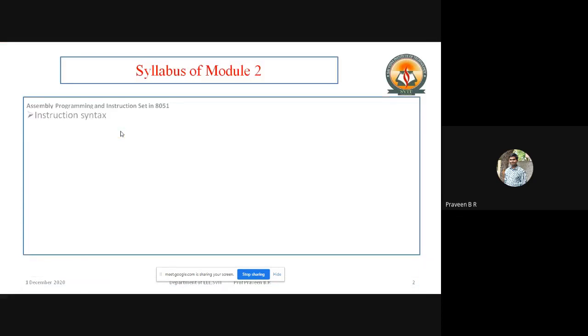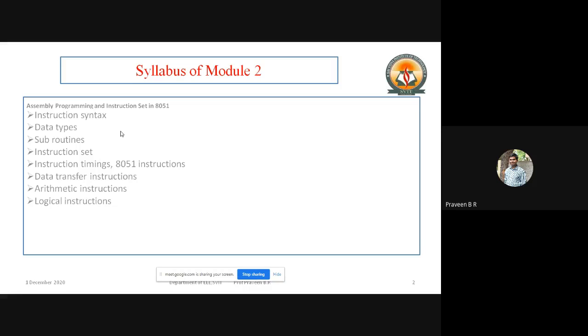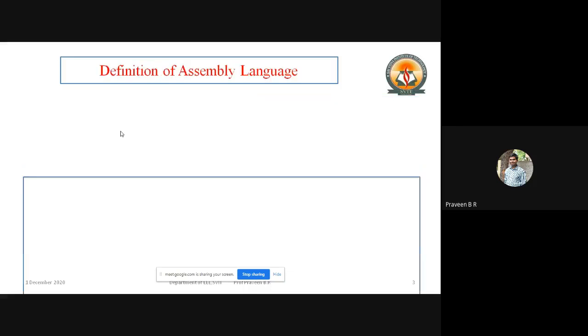So the instruction set consists of mainly five things. One is the instructions related to data transfer, instructions related to arithmetic, instructions related to logical, instructions related to branch, and subroutine instructions with bit manipulation instructions.